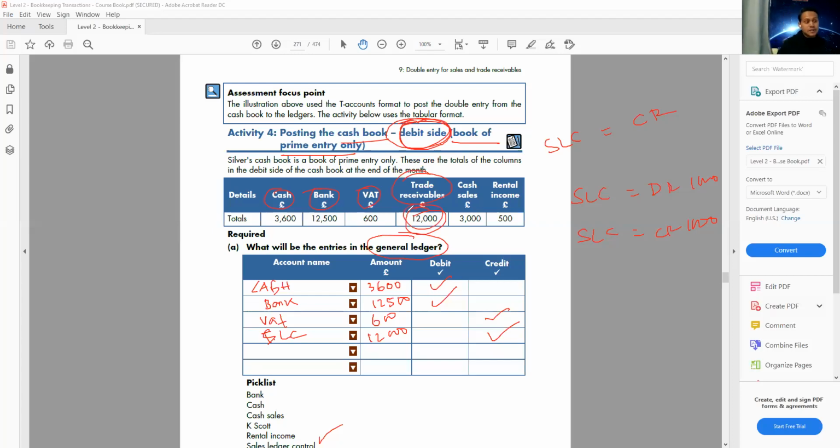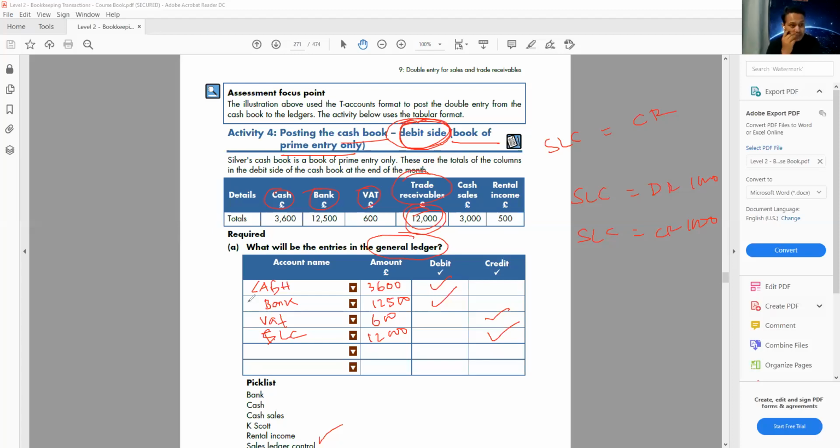Remember, I'm telling you again, cash book means it's already done. Cash book means it's not pending. Nothing is pending. So trade receivables £12,000 means he already paid. So if he already paid, he is not your asset anymore. He is not your debit anymore. You need to remove him. So before you said he's a debit, now you need to make it credit, so he'll be removed from the system because he paid.